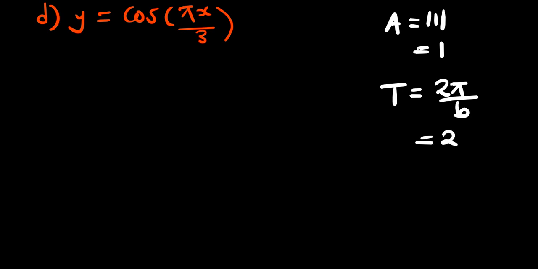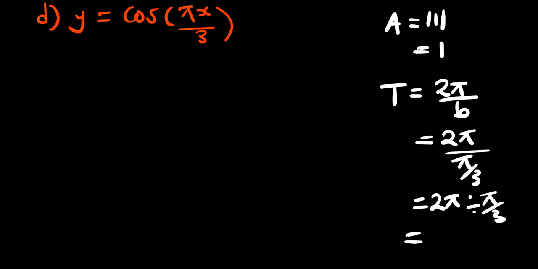2 pi over, what is our b in this case? The coefficient of x. Now what is the coefficient of x in this case? You're able to see that it is this pi over 3. So I'm going to put pi over 3 down. Then we solve. So we've got 2 pi being divided by pi over 3. And you know that the 2 pi will swap, multiplied by 3 over pi.